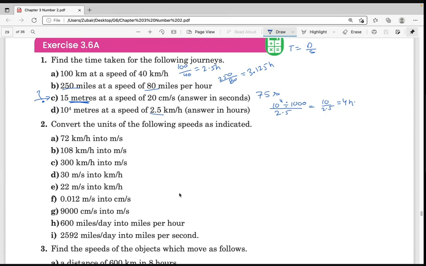Convert the units of the following speeds as indicated. Now I'm going back once.